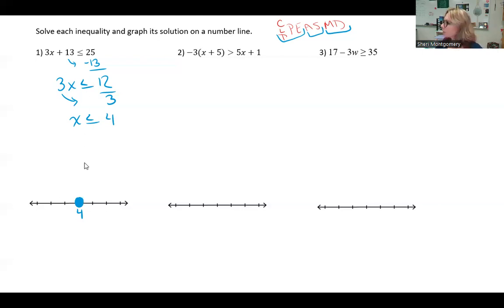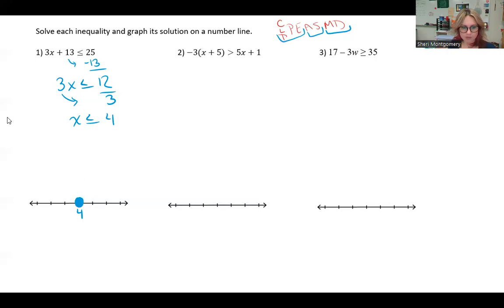And this only works if your variable is on the left. This is why I keep saying you have to put the variable on the left. So even if it isn't on the left, we'll put it on the left. It's because it makes graphing easy. So what you have to look at is whichever way the arrow is pointing. So this arrow is pointing to the left. So if it's pointing that way, then we need to shade that way so that we can have an arrow.